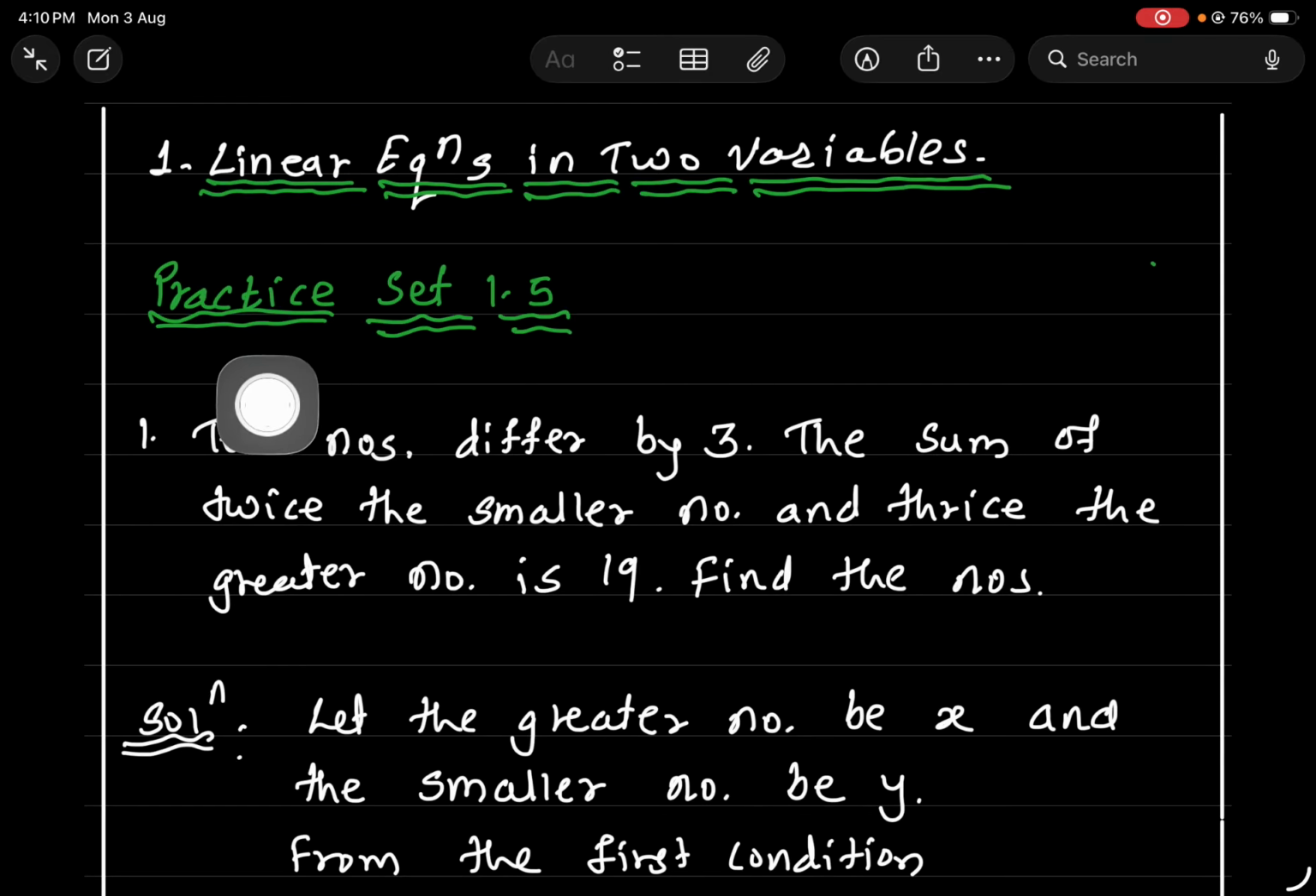In this video today we'll see practice set 1.5. Here we are studying application of linear equation in two variables, which means word problems.